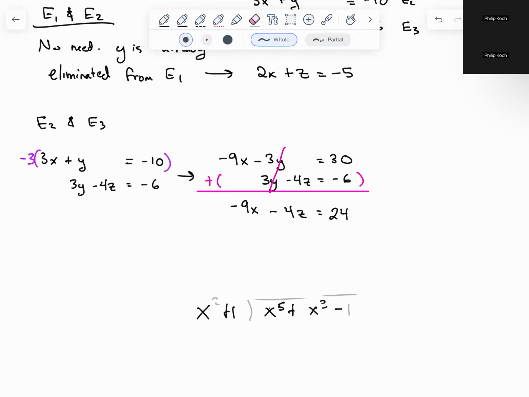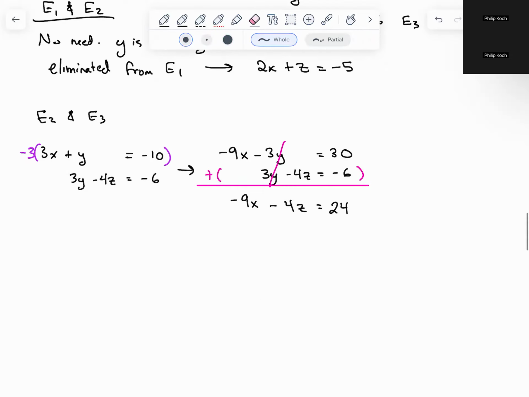All right. And then we'll stack those two baby systems on top of each other. So 2x plus z is equal to -5, and -9x minus 4z is equal to positive 24. I'd like you guys to go ahead and solve it from here. Find the x, find the z, and then find the y. I will slowly fill in details. People watching the recording, go ahead and pause it and start working through it.